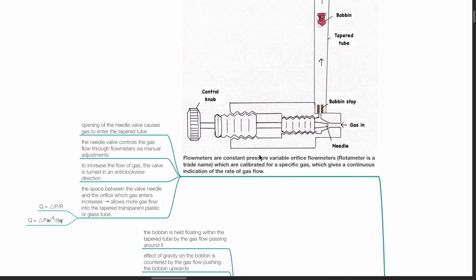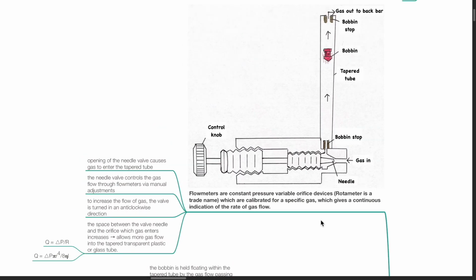Flowmeters. Flowmeters are constant pressure variable orifice devices. Rotameter is a trade name, which are calibrated for a specific gas, which gives a continuous indication of the rate of gas flow. Opening the needle valve causes gas to enter the tapered tube. The needle valve controls the gas flow through flowmeters via manual adjustments.